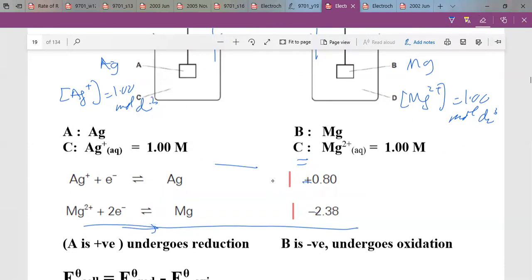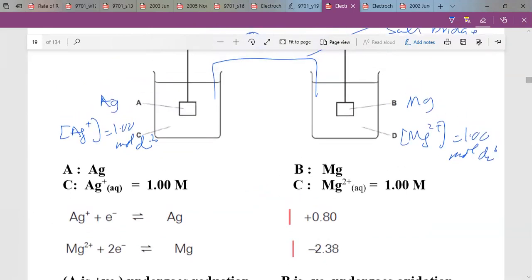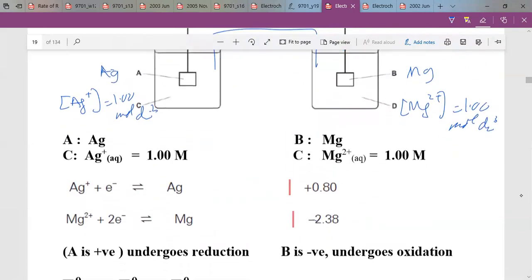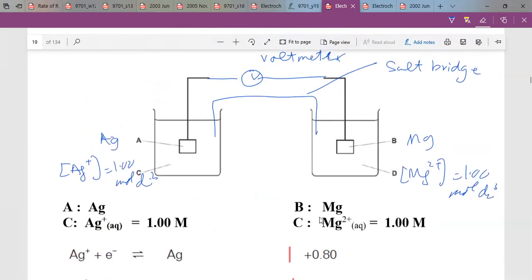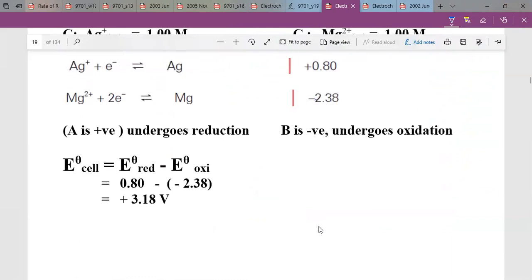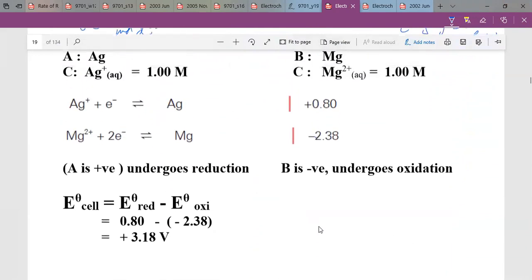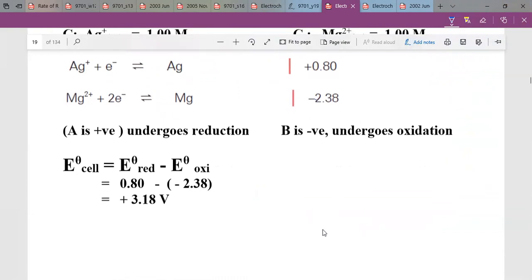When you put them in a cell, combine a cell, we determine the poles first. Which is negative? Magnesium is negative, so it's negative here, and of course it's positive here. That gives the direction of electron flow, which means here undergoes oxidation and here undergoes reduction. There are a few ways to argue this, but this is the best way.